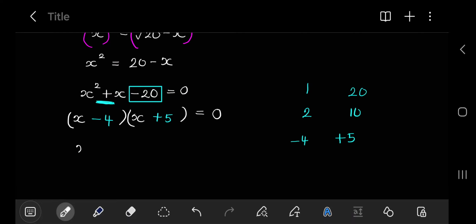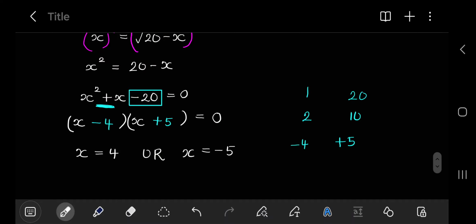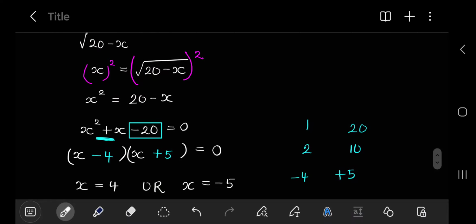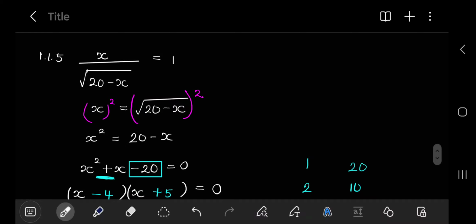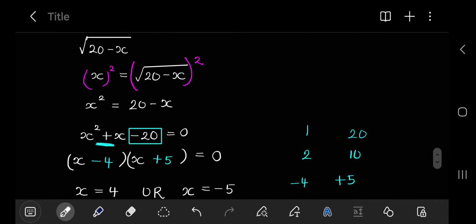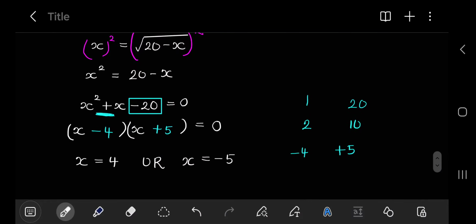Doing so with the first bracket, we get x is equal to positive 4, or with your second bracket, you get x is equal to negative 5. So here is something that is extremely important, just in case you don't remember this from grade 11. Whenever it comes to these questions where you've got the square root in it and you need to isolate it, you always need to check your answers, because it's not all the time that both of them are solutions.